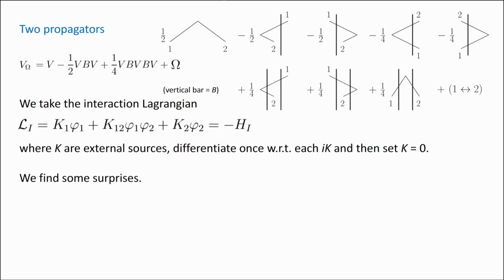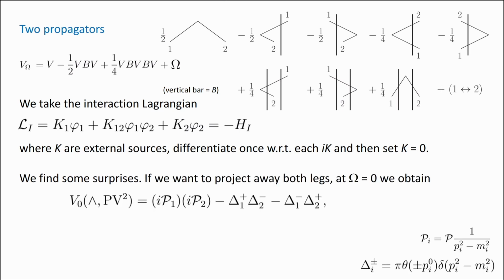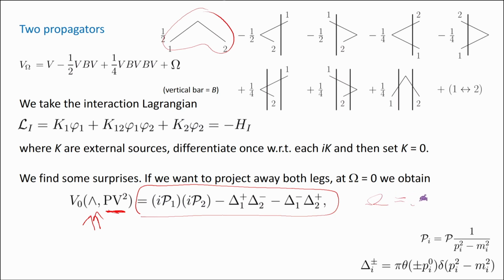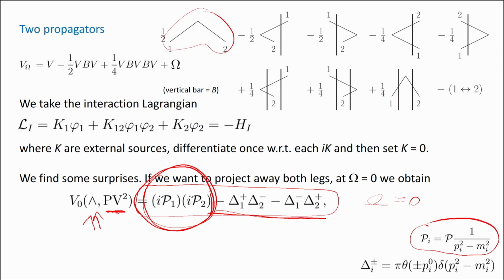We find some surprises. The result at omega equals 0 is this. This is the symbol of the diagram. And this is the type of particles I want internally. I would like to have two purely virtual particles. Unfortunately, at omega equals 0, I do not find the expected result from my previous paper, which would be this one, that is to say, the product of the two principal values. But I find a correction which is on shell. These are the corrections. And that's not good.